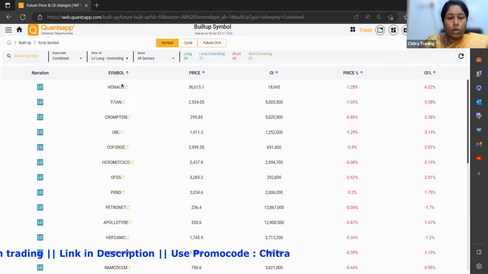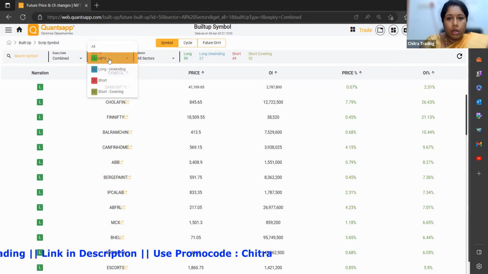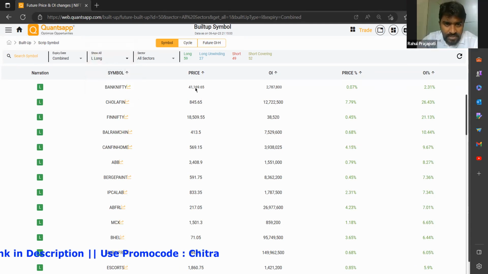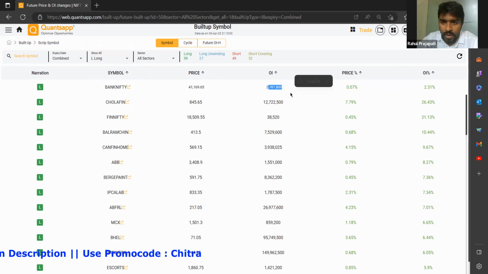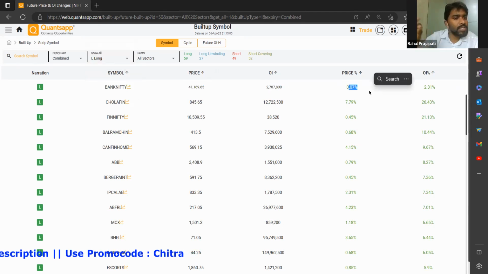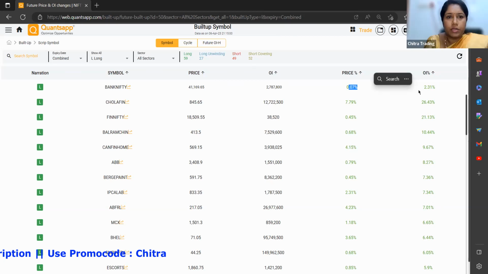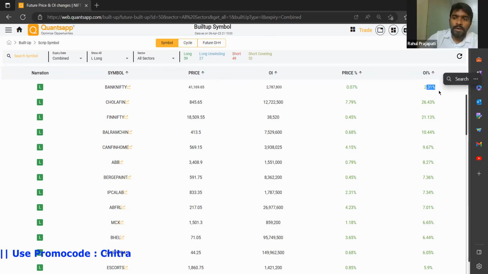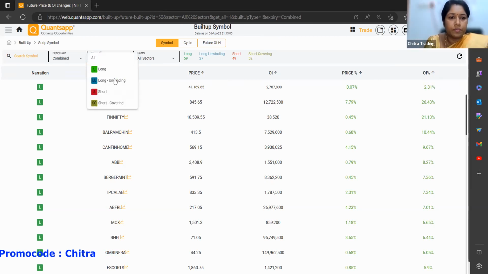Second condition when we come to long here: we can see the price, OI, and the percentage of both. If you see here, this is the price of the BankNifty, and this is the OI. Price has jumped by 0.7% from the previous day, and OI has also increased by 2% from the previous day. When both are increasing, it's a long position.